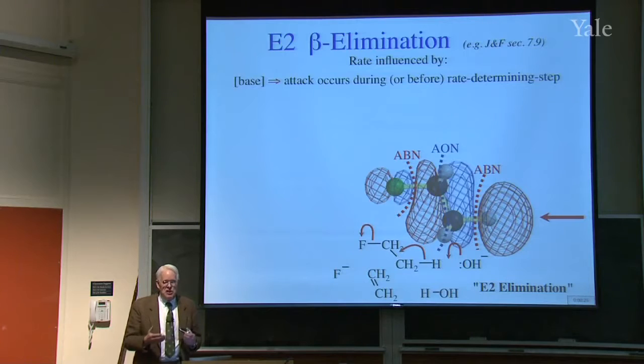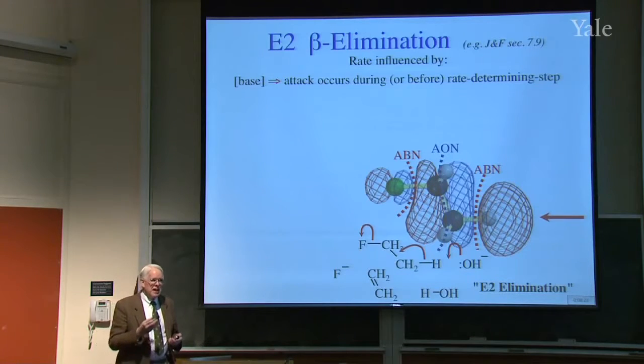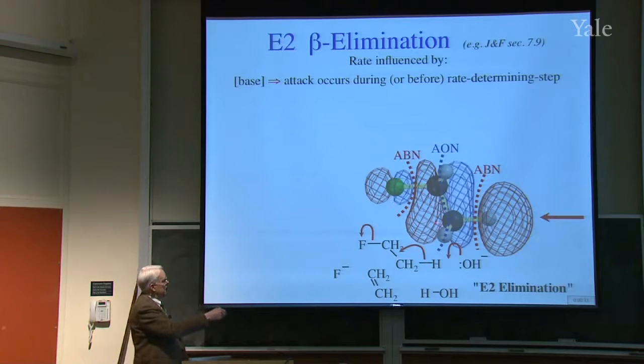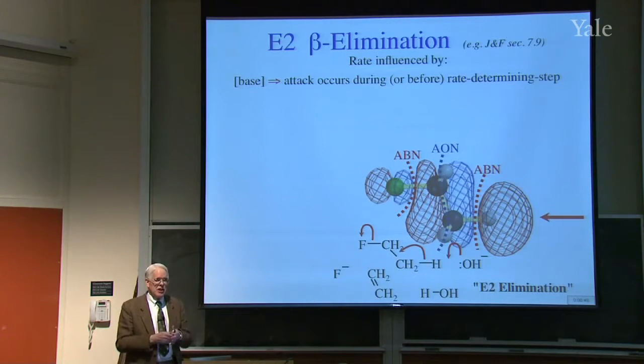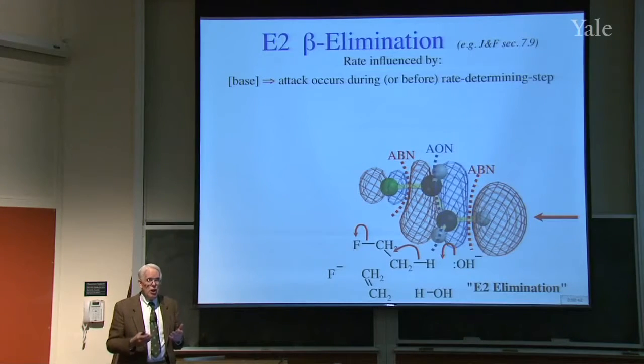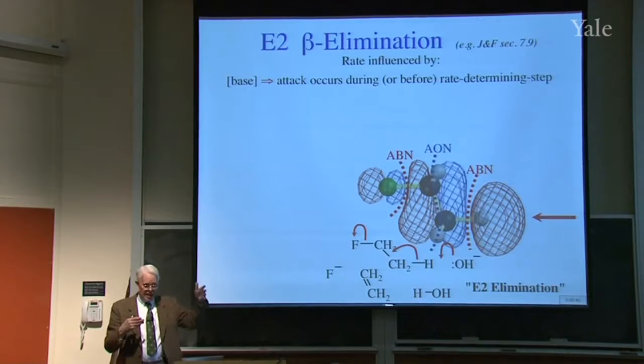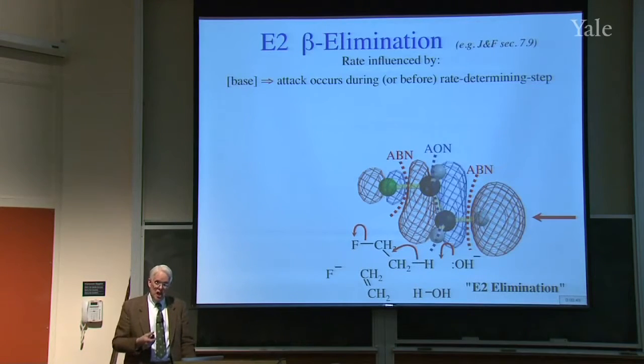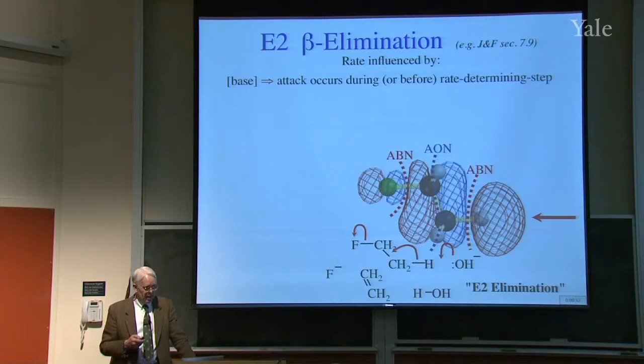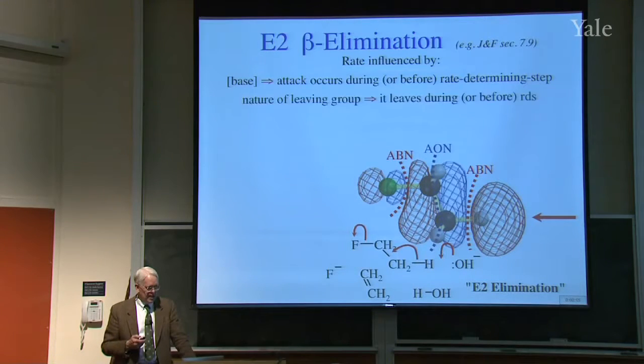Now, what influences the rate? The rate is influenced by the base, right? That's what makes it second order. It depends not only on the concentration of this substrate, but also on the concentration of hydroxide. So the two must be getting together in the rate limiting step or before the rate limiting step in a preliminary equilibrium that gets drawn off. So that's the same thinking as we had on the SN2, that both things are involved in the rate limiting step or before the rate limiting step.